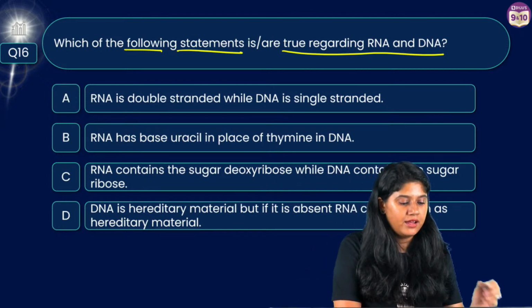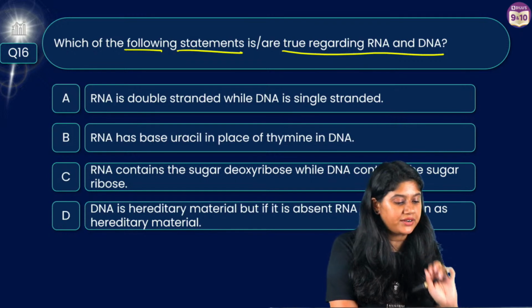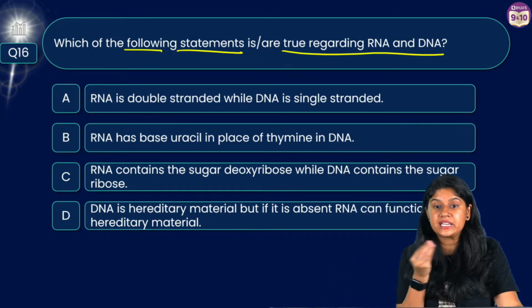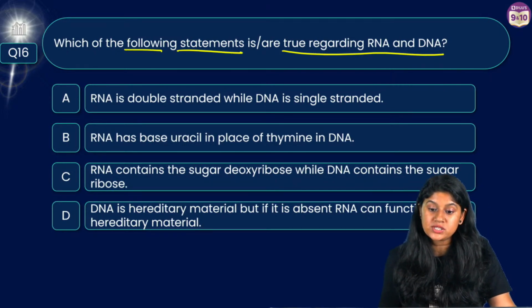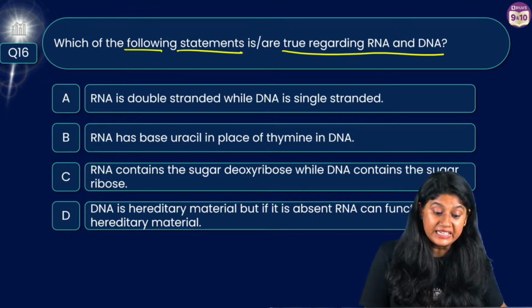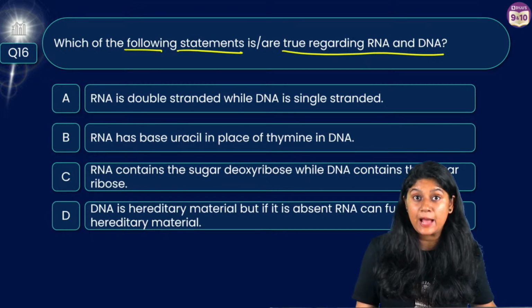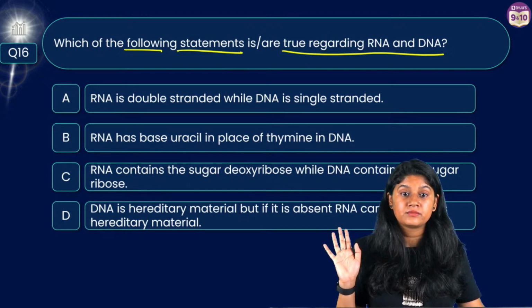Let's see the options. RNA is double-stranded while DNA is single-stranded. RNA has a base which is uracil in place of thymine in DNA. RNA contains the sugar deoxyribose while DNA contains the sugar ribose. DNA is hereditary material, but if it is absent, RNA can function as a genetic material.